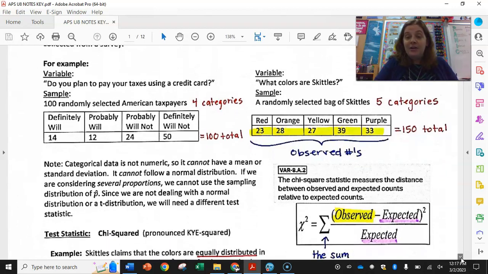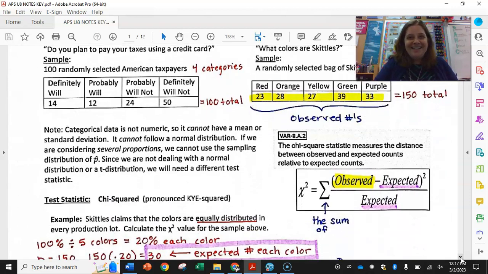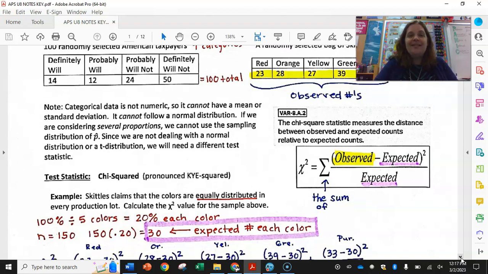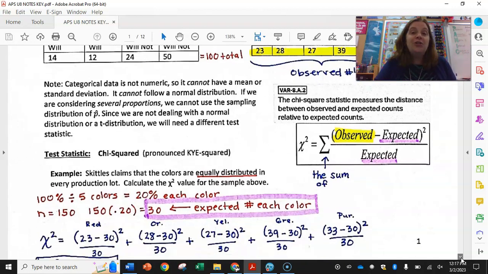Now, categorical variables, that data is not numeric data, so you can't take a mean. It cannot follow a normal distribution. And if you have several proportions, you can't use the sampling distribution of p hat because we have several proportions. So we're talking about all of the proportions together. Instead, what we're going to do is we're going to use something called the chi-squared distribution. Now, notice the pronunciation of that chi. This is this Greek letter, which kind of looks like an X.